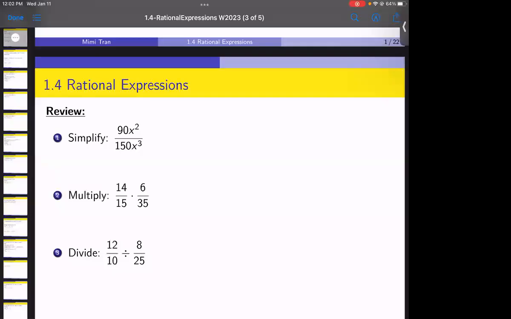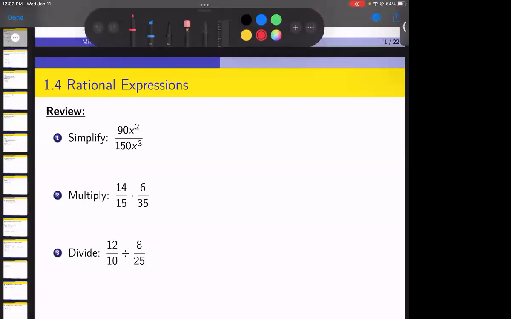So what do you got for the first one? 90. Well, let's do one thing at a time. Can you simplify between 90 and 150? Which is 3 divided by 30, right? So 3 over 5.